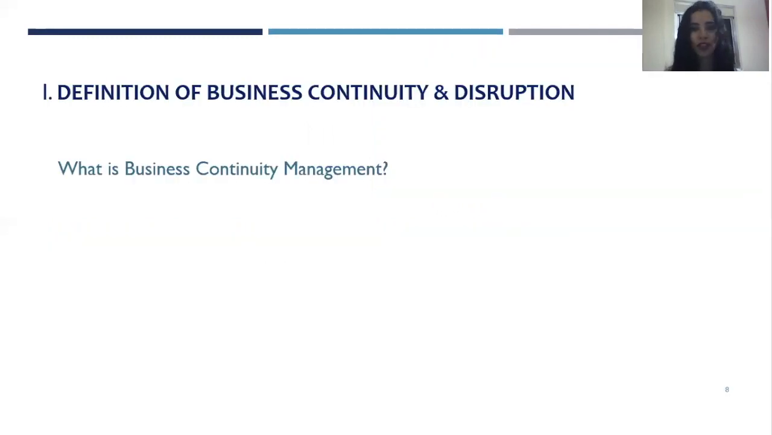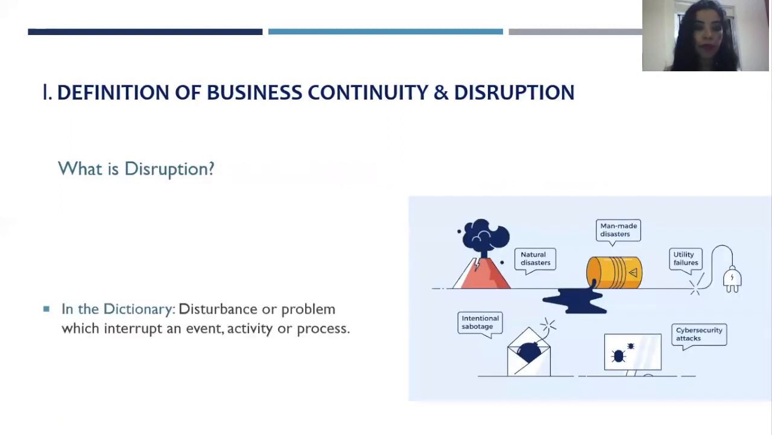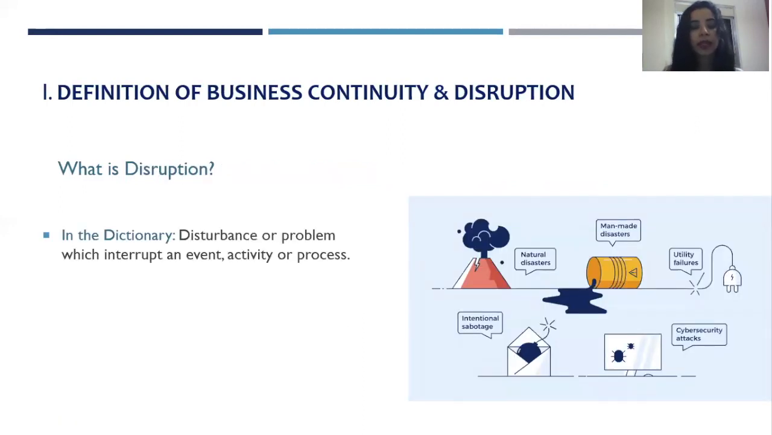What is business continuity management? Business continuity management system is a management system that bundles interrelated methods, procedures, and rules and processes to ensure that critical business processes keep running in the event of damage or emergencies and continuously develops and improves them. So, what is disruption? As per the definition in the dictionary, disruption is disturbance or problem which interrupt an event, activity, or process.